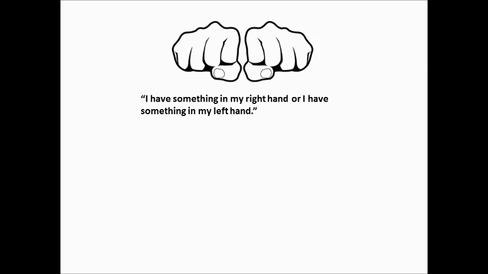But if he were to say, I have something in my right hand or I have something in my left hand, a disjunction is false if both of the statements are false. So now you don't want to say not both, you want to say both not. We'll symbolize what he's saying as R or L.